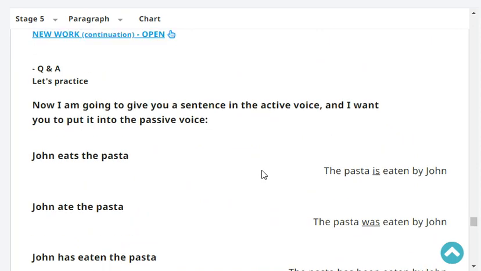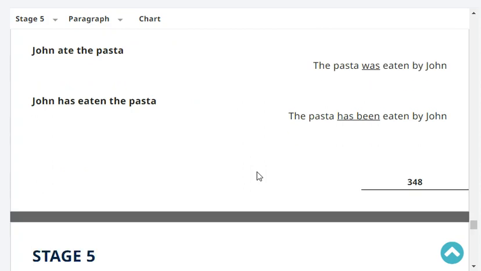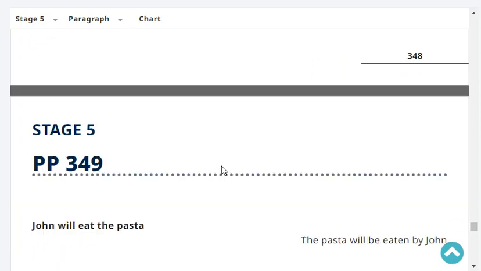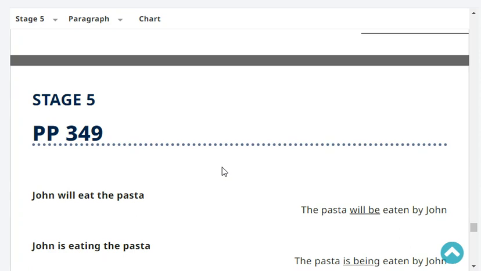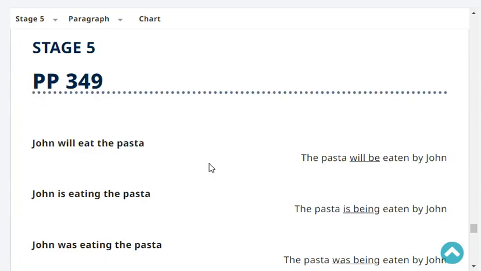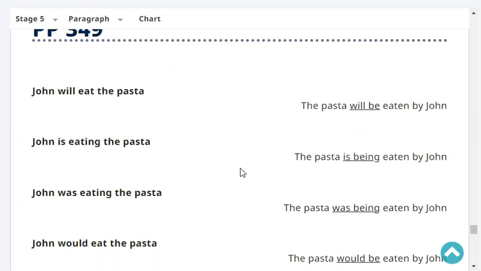Let's talk about John. So, John eats the pasta. The pasta is eaten by John. Right, John ate the pasta. The pasta was eaten by John. John has eaten the pasta. The pasta has been eaten by John. Very good. John will eat the pasta. The pasta will be eaten by John.